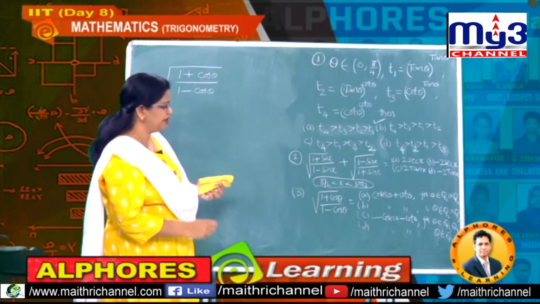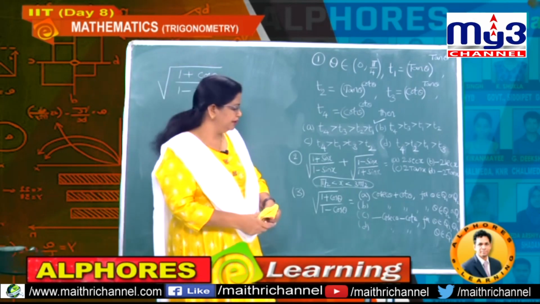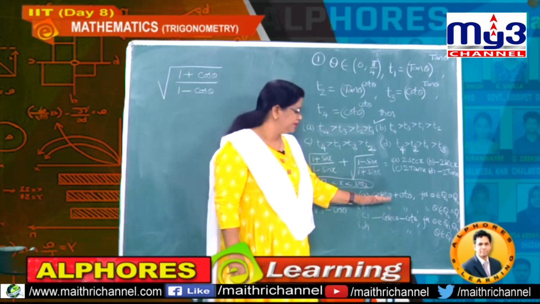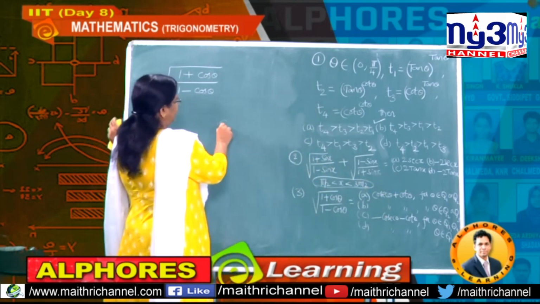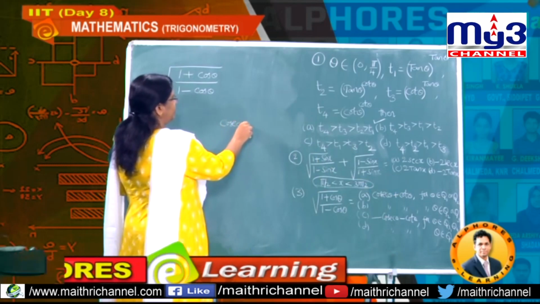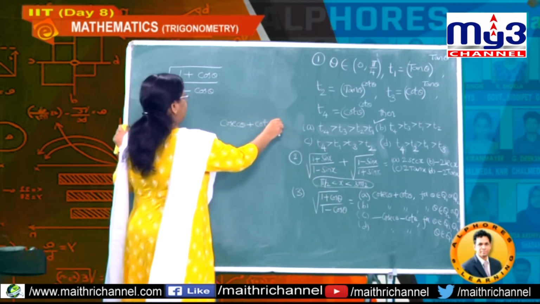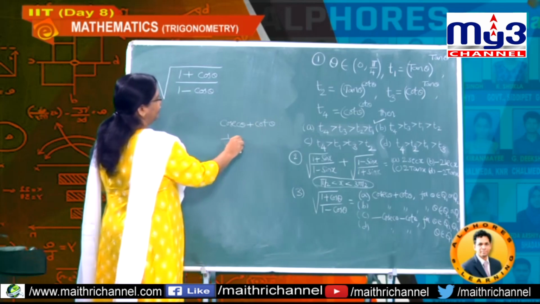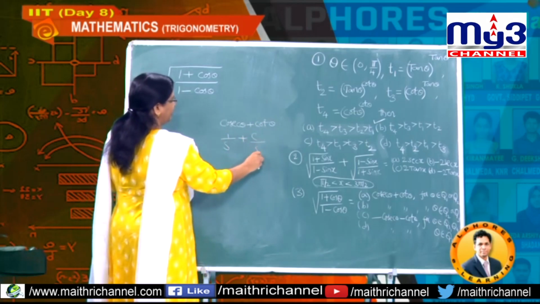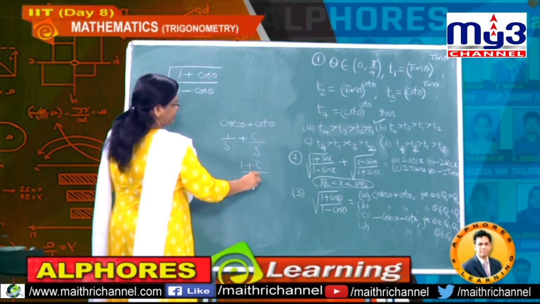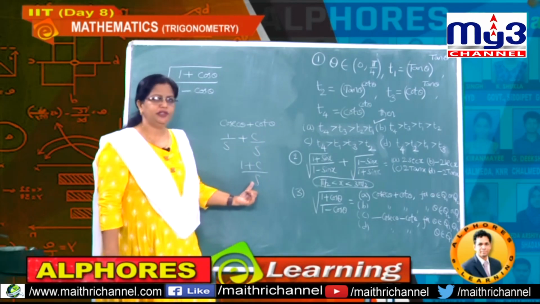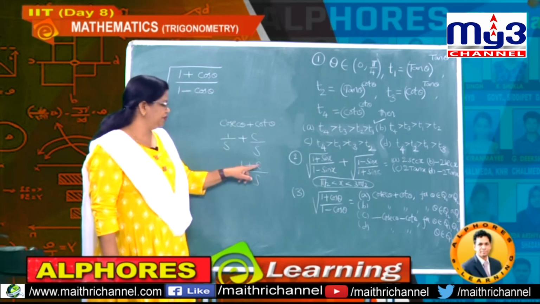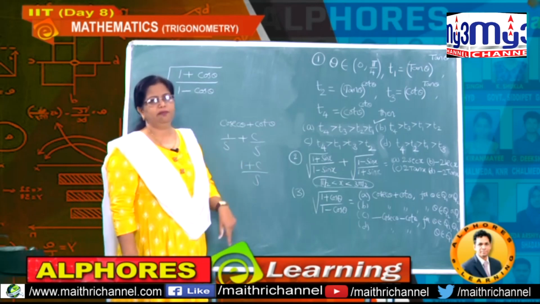Now students, you observe that in all 4 options, cosecant plus cot is given with plus or minus symbol. What is actually cosecant plus cot? Cosecant means 1 by sine, and cot is cos by sine. So you will get 1 plus cos divided by sine. That means in the denominator you should get sine, whereas in the numerator you should get 1 plus cos.